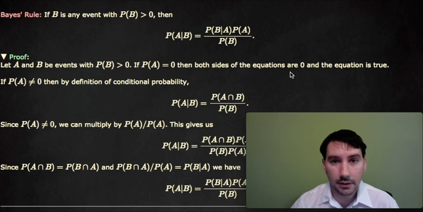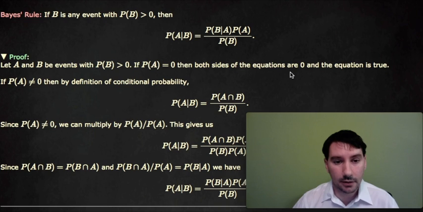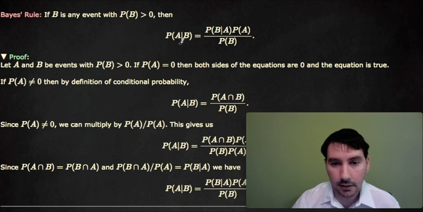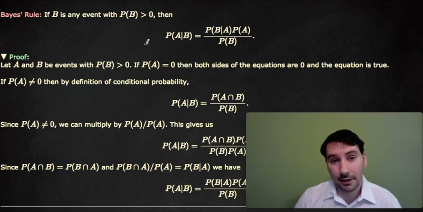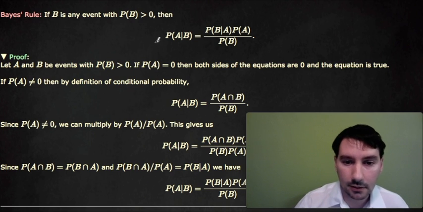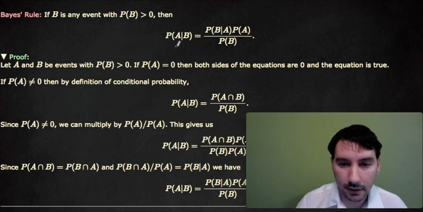So Bayes' rule is a pretty useful tool, and you'll want to memorize this one as well. Bayes' rule says that if the probability of an event B is positive, then the probability of A given B is equal to the probability of B given A times the probability of A divided by the probability of B. So I understand it's a bit of a mouthful just to read, but the important part to notice is that the conditioning switches.